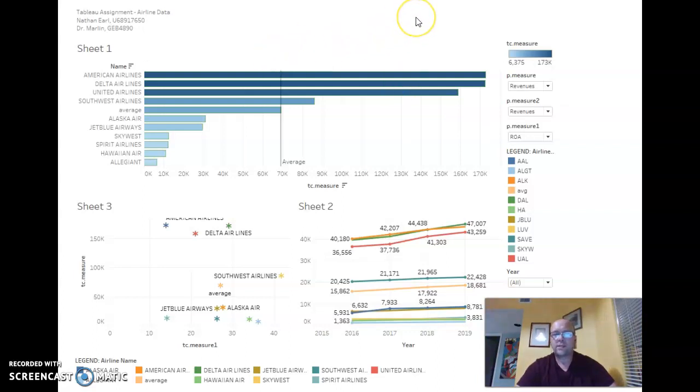On sheet 1, we can see the top 10 airlines and the amount of revenue they raised. American Airlines raised the most, just under that Delta Airlines, and United Airlines coming in third. The least, or the bottom 3, were Allegiant, Hawaiian, and Spirit Airlines.